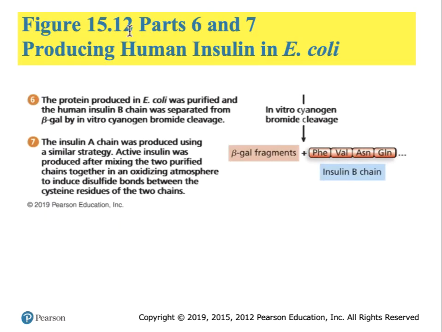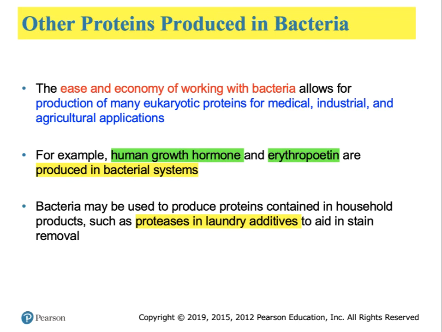Figure 15.12 just shows you the final leg of that technological marvel. The employment of bacterial workhorses for human benefit goes beyond simply human insulin. The historical record shows that bacteria have helped humans in the manufacture of human growth hormone, erythropoietin, a hormone for red blood cell manufacture, even laundry detergent additives that help stain removal. The list goes on and on.